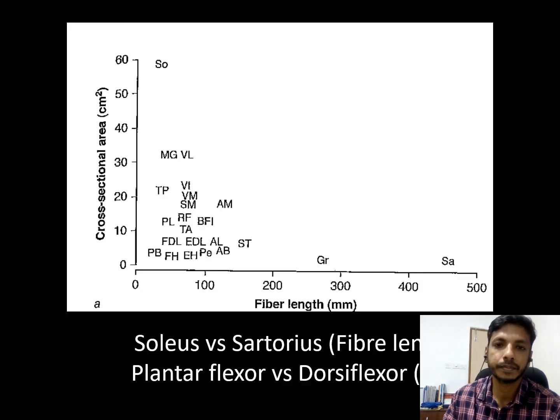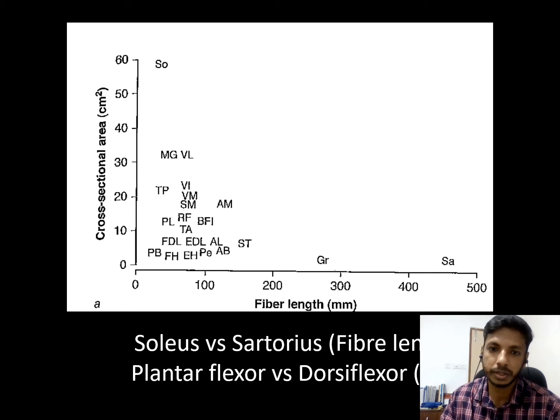Now if you compare the fiber length and the cross-sectional area, the maximum cross-sectional area is present in the soleus muscle, whereas the maximum fiber length is present in the sartorius.